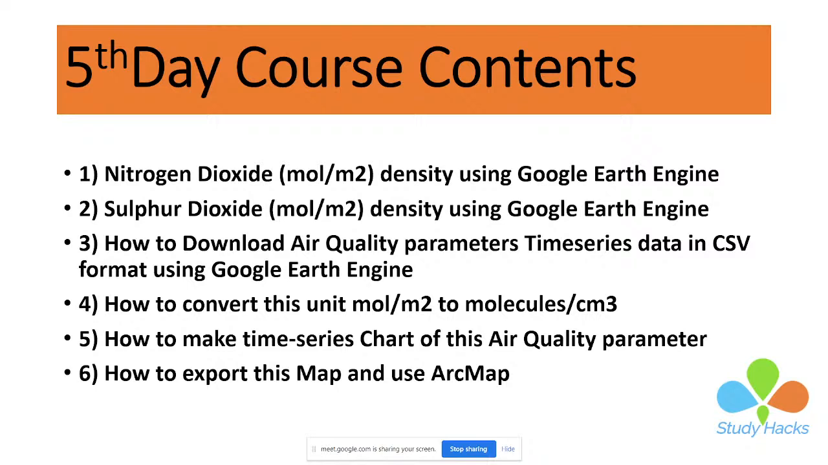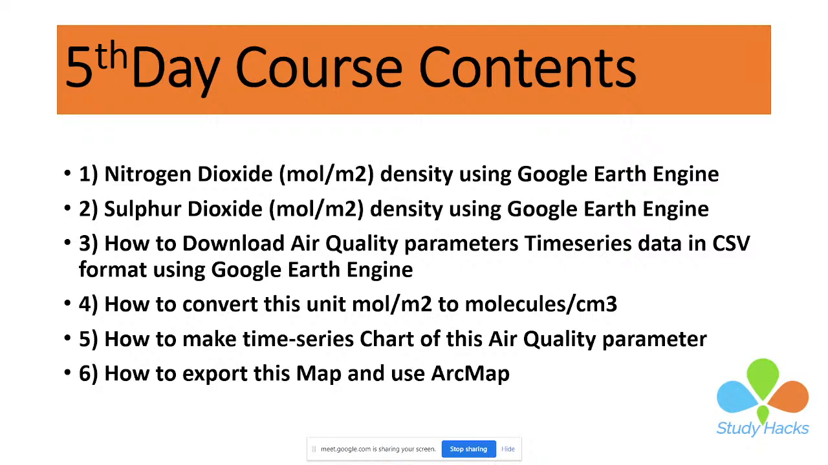Suppose you want to observe the condition of an air quality parameter, for example nitrogen dioxide in the year 2021. You need to make a time series chart. You can also download the time series data. Suppose you need 5 years of nitrogen dioxide data; you can simply download it in CSV file format and work with it.